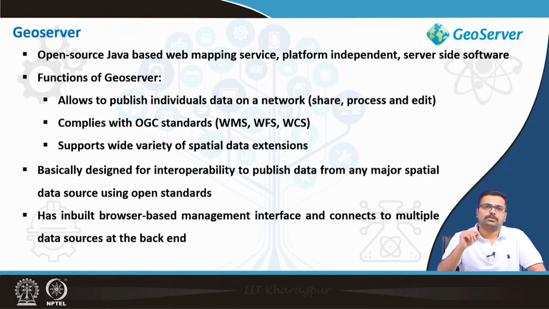The basic function of Geoserver is that it allows you to publish any kind of geospatial data on the network, meaning you can share data. Let us take an example of a road. You have digitized the roads of Pune city. One of your friends who is sitting in Mumbai has to see the Pune city data, then you can just upload that particular shapefile or vector data into Geoserver, and the link can be shared with your friend so that he can download the Pune data sitting in Mumbai. So the process of sharing, processing and editing becomes much easier with the help of Geoserver.